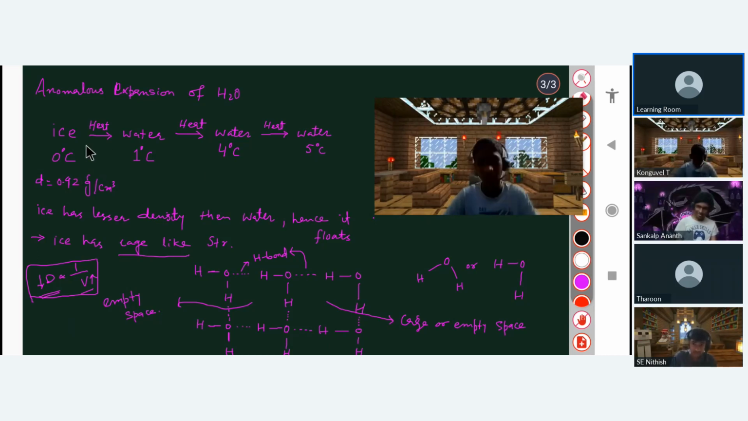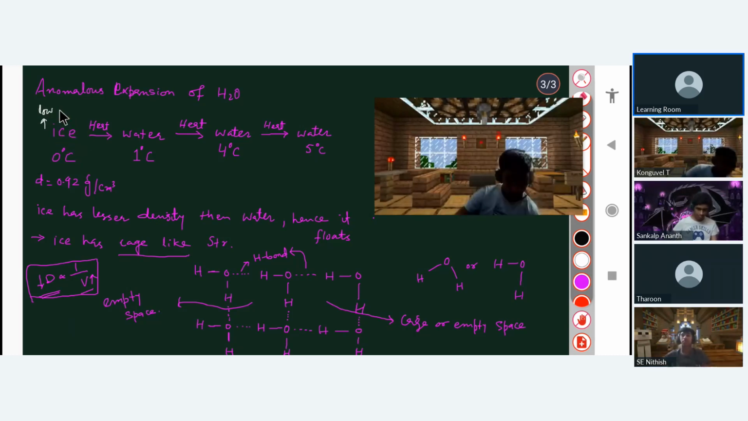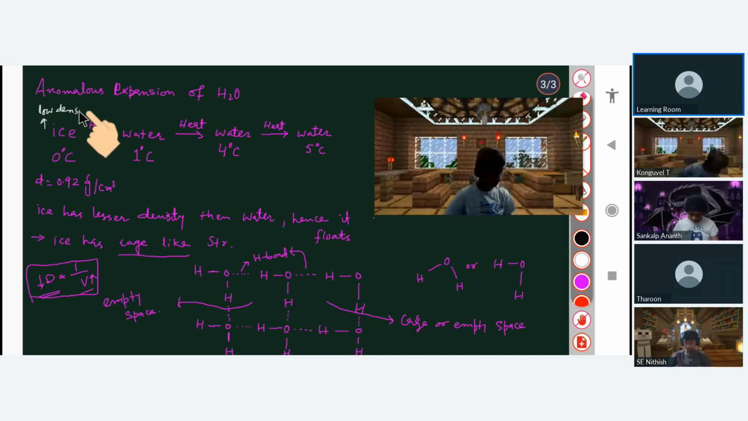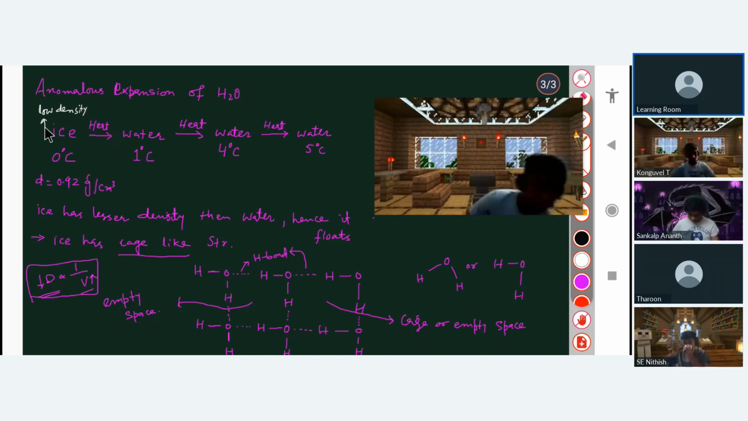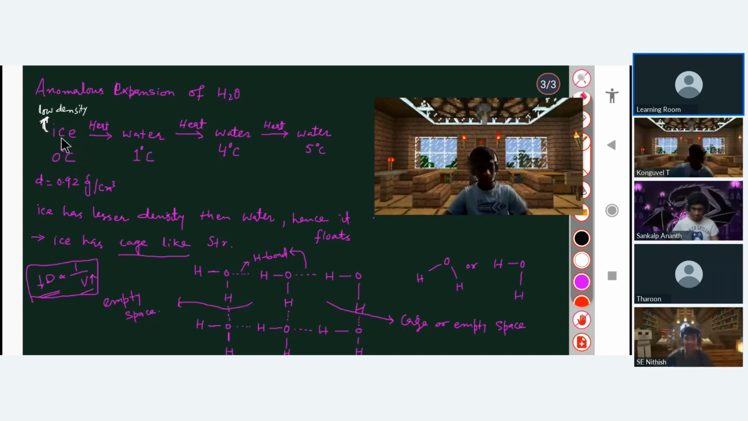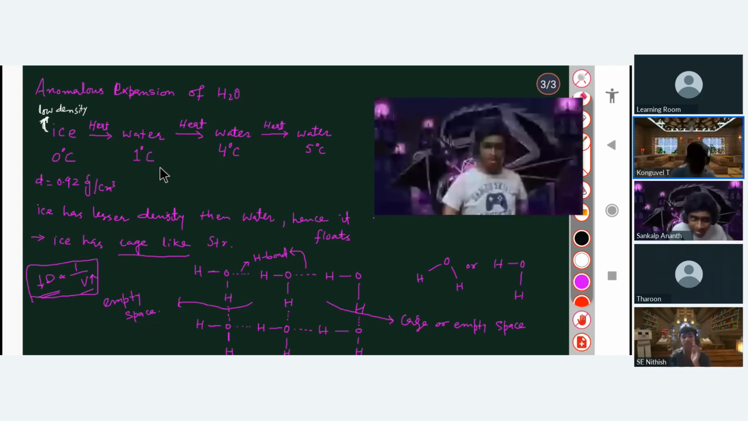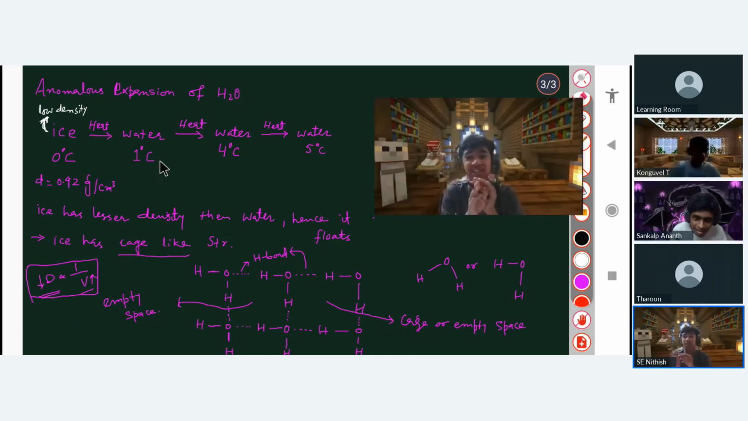See, when we are now heating this ice, we have got that ice has very low density, isn't it? Ice has low density. Got it? Yes, sir. Now tell me, if I'm heating this ice, it will melt. It will form water, right? Now tell me, when water is formed, what will happen to its volume? Will volume increase or decrease? Sir, volume will decrease.